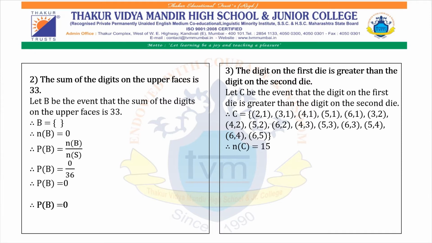Therefore, n(C) = 15. Therefore, P(C) = n(C) upon n(S), which is equal to 15 upon 36, that is 5 upon 12. Therefore, P(C) = 5 upon 12.